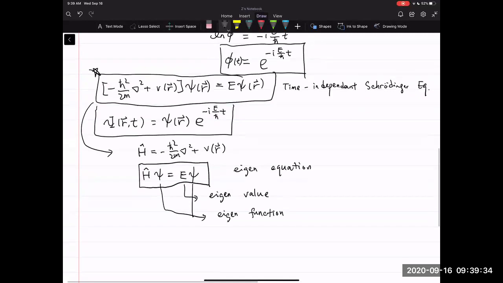Okay, so the time-independent Schrodinger equation is nothing but the eigenequation of the Hamiltonian. And this is the equation we solve all the time. Given the entire potential V of R, we know the Hamiltonian operator, then we solve the eigenequation of the Hamiltonian and find the solution.